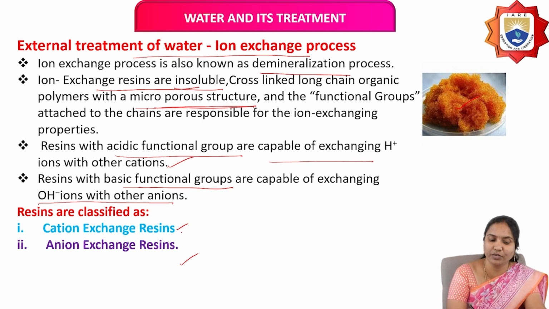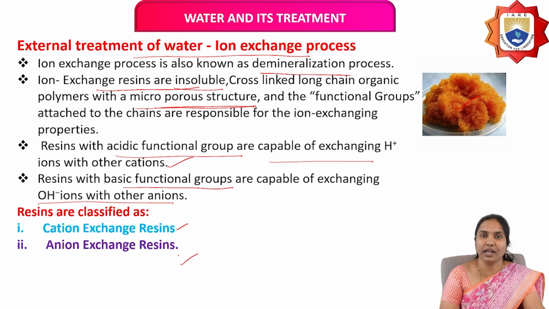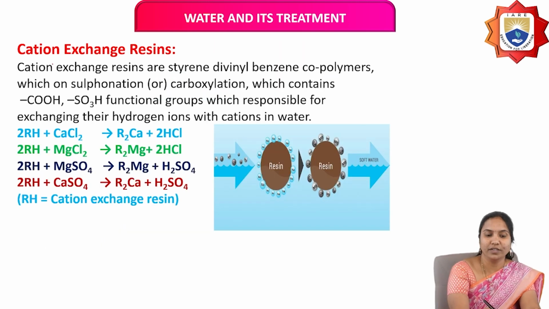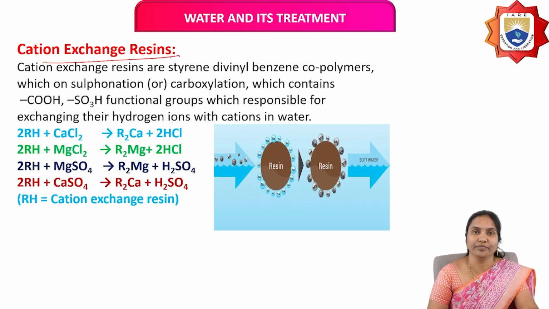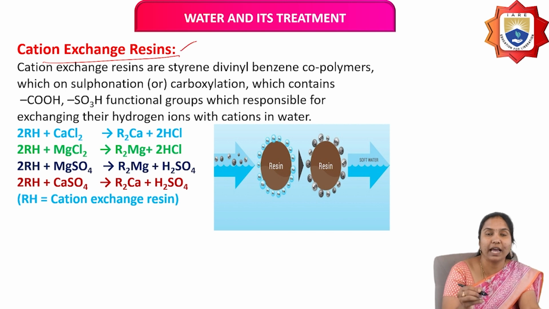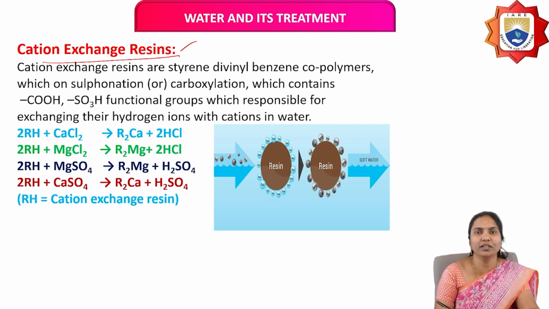So in this method, we generally use two types of resins: cation exchange resin and anion exchange resin. This resin plays an important role in the ion exchange method, which is also called the demineralization process. First we discuss cation exchange resin. Resin is a cross-linked, high molecular weight organic polymer. In this process, first we use cation exchange resin. So what is the functioning of cation exchange resin?